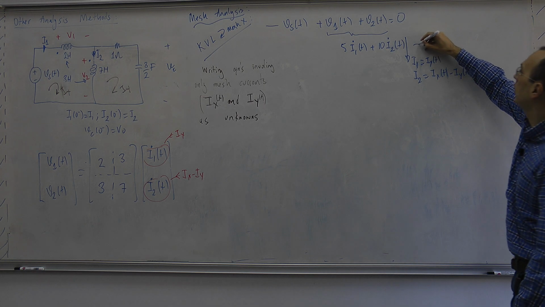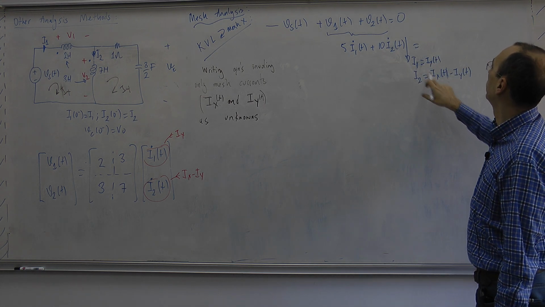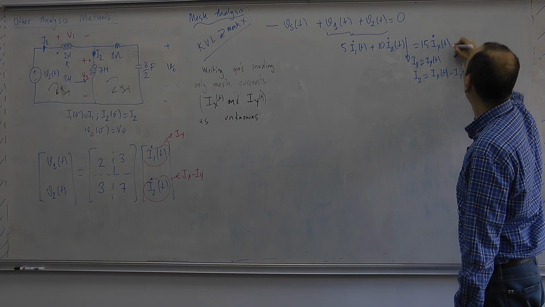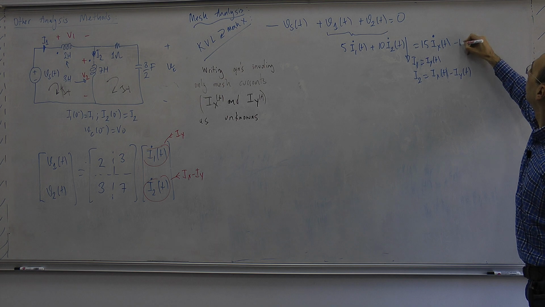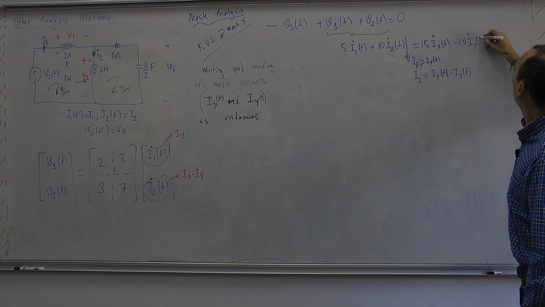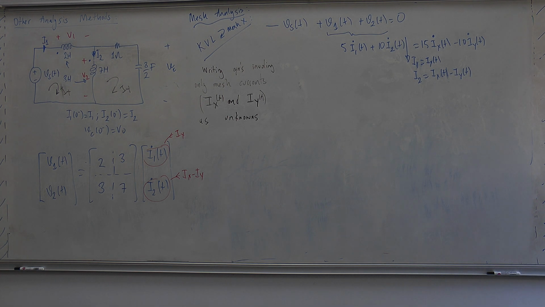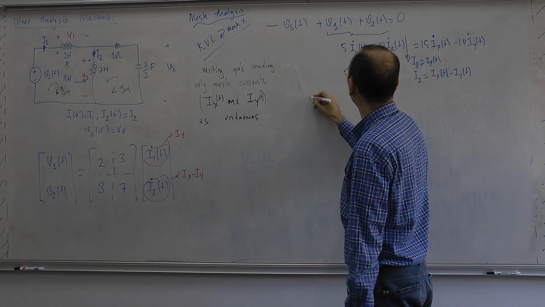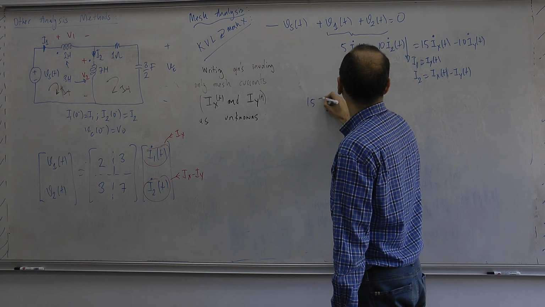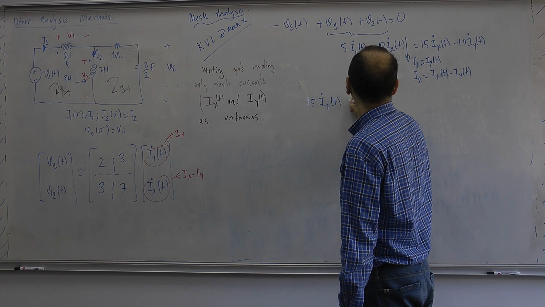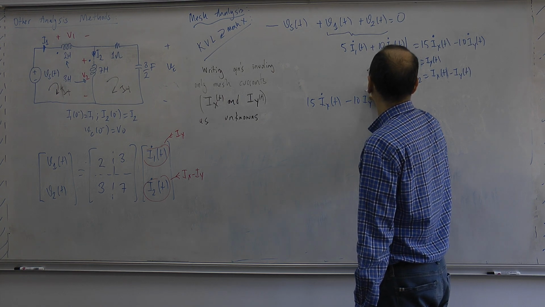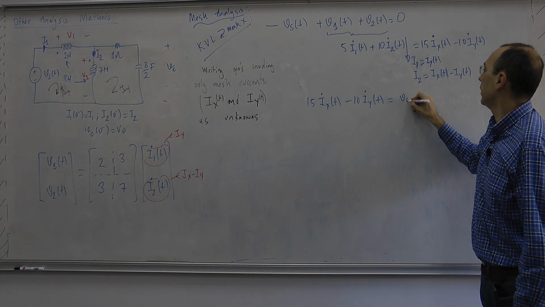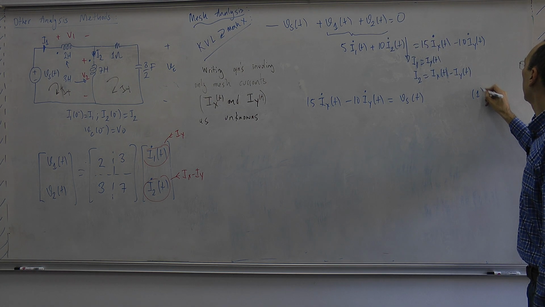And then, what do I get? I get 5 Ix plus 10 Ix, 15 Ix of t, and done with this, minus 10 Iy of t. I think that is it. So this would be our equation: the derivative of 15 Ix of t minus 10 Iy of t is equal to Vs of t. This will be our equation number 1.